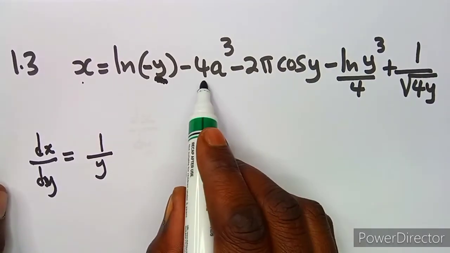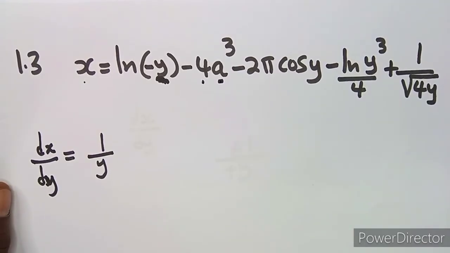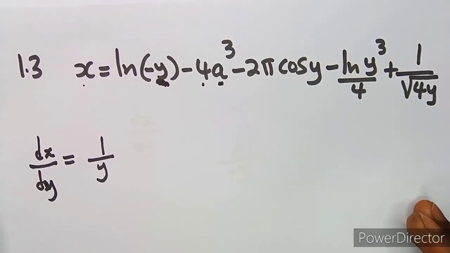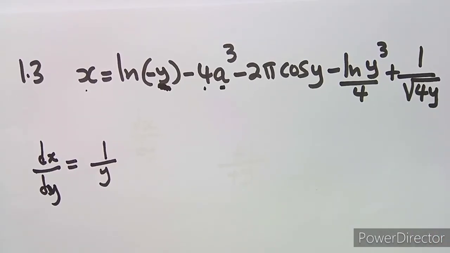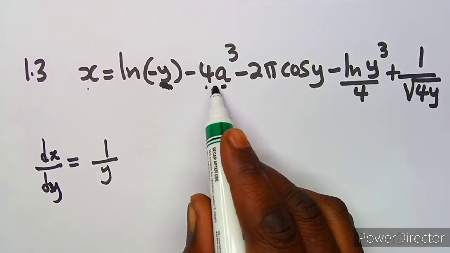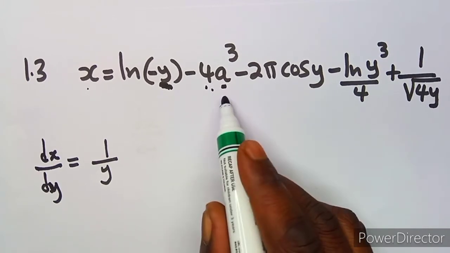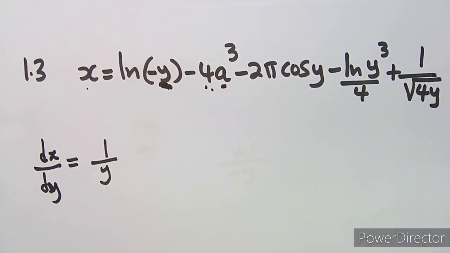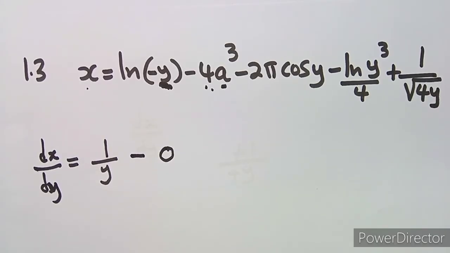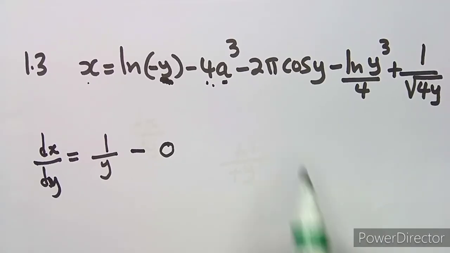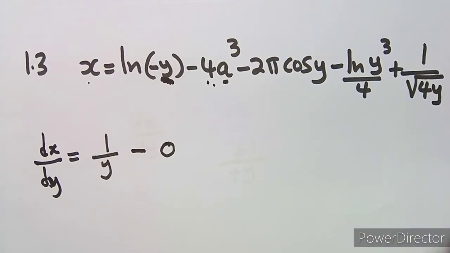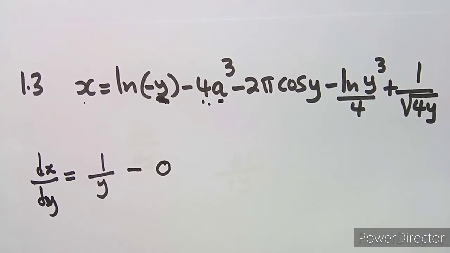Okay, we have 4a to the exponent of 3. As we can see, there is no y here. So just like a normal derivative, when you are given a constant, it's going to give you a 0. So this is going to be -0. Then we move on. In this case, we have minus 2 pi cos y. So from this derivative, what am I going to obtain?